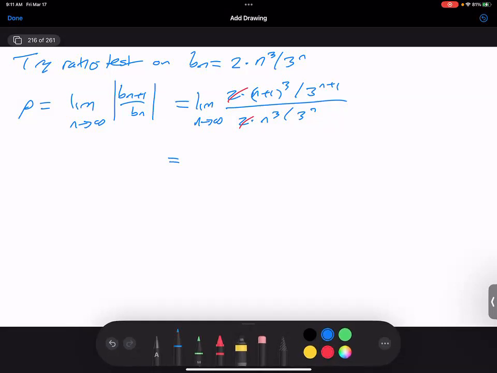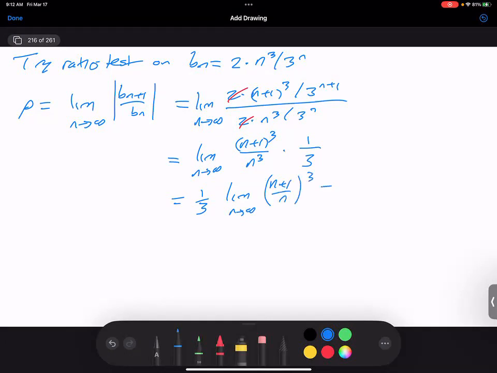And so I'm going to get the limit as n goes to infinity of (n+1) cubed over n cubed, and then I have a 3 to the n+1 over 3 to the n, so I'm going to have a 1 over 3 down below. And so this is just going to be 1/3 the limit as n goes to infinity of (n+1) over n cubed, or if you want, 1/3 the limit as n goes to infinity of (n+1) over n, all cubed. Either of those is fine.